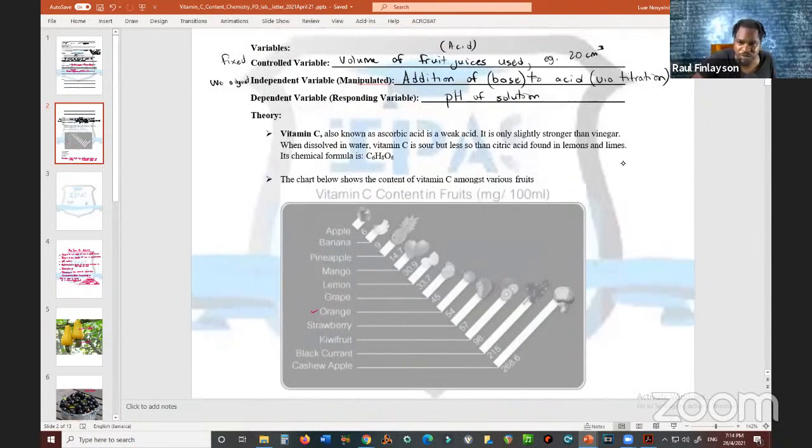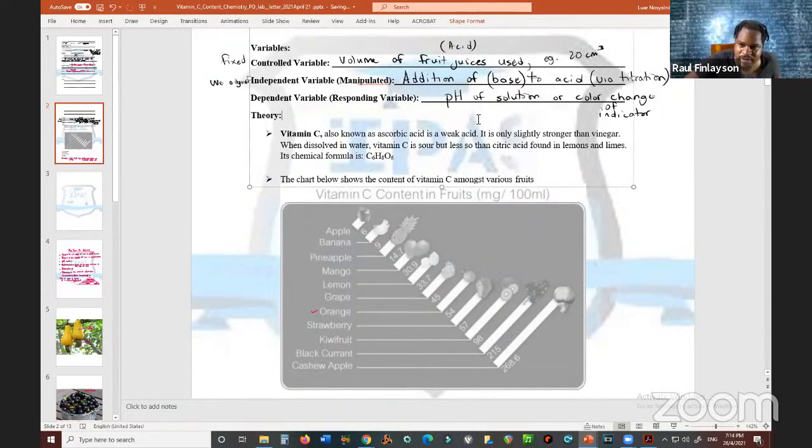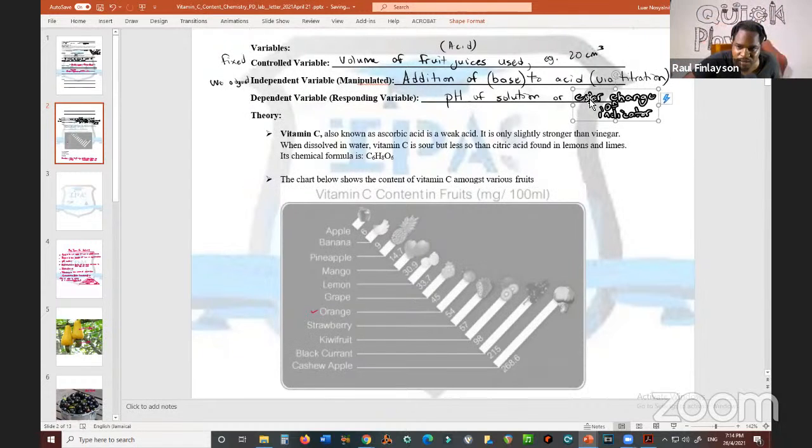pH of the solution is 1, or we could say color change of indicator. No, I have not thought about indicators as yet. But that's okay. It does the same thing as changing pH. So it's like you use an indicator in a case where you don't have a pH meter.